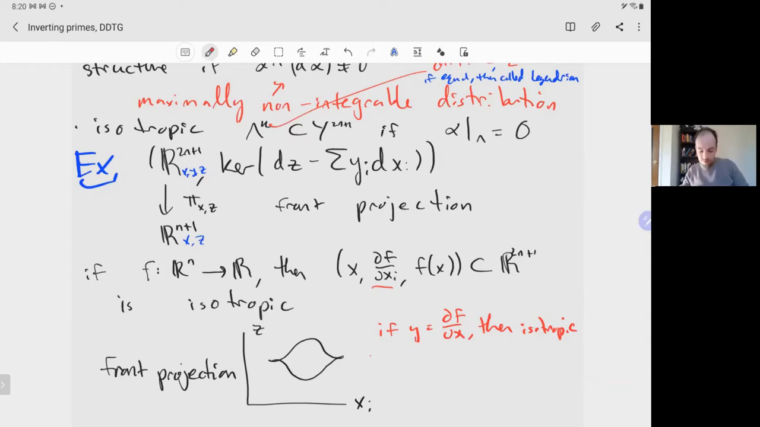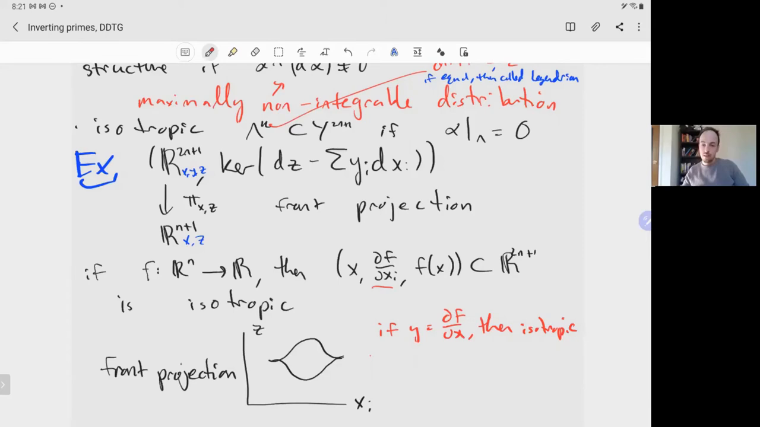And the point is that even though this thing is singular, it has a well-defined partial derivative. If you set the y coordinate to be the partial derivative and lift that to the x, y, and z coordinates, you actually get a smooth thing and it's isotropic.